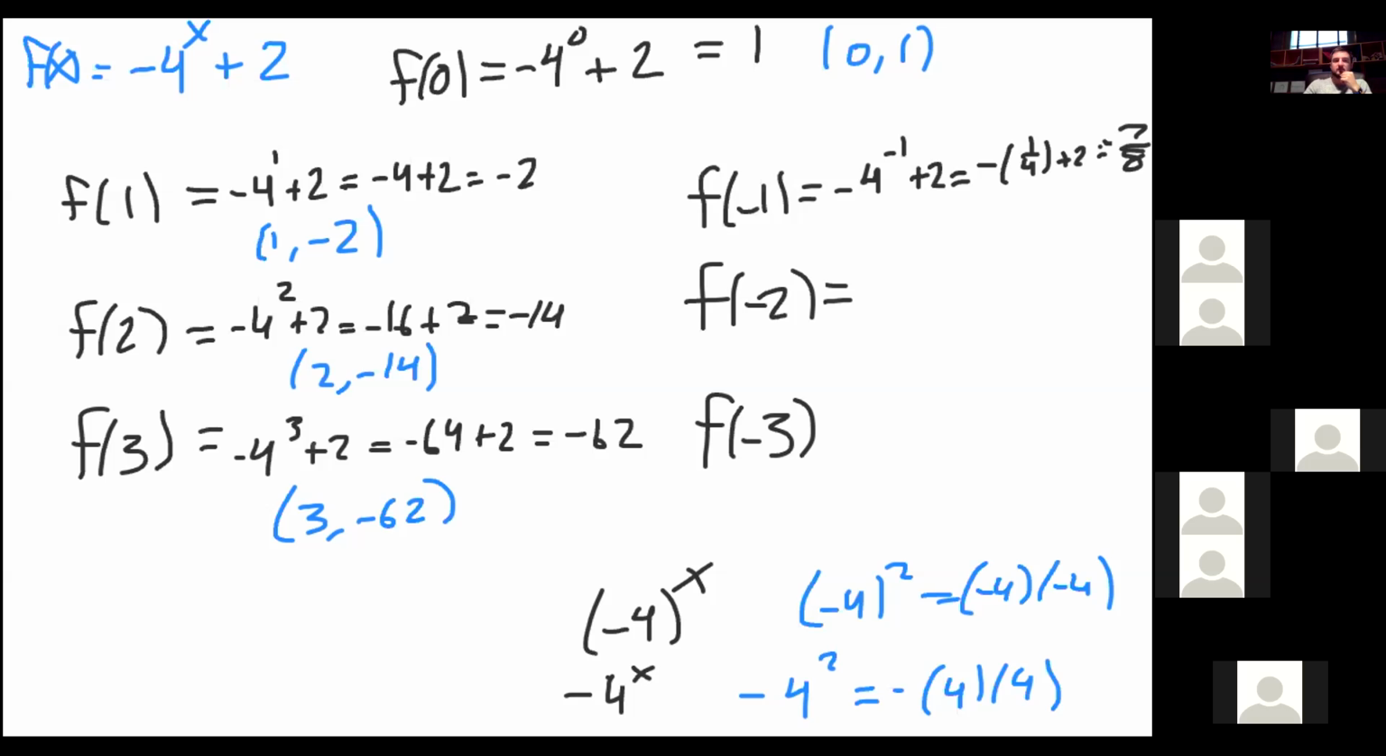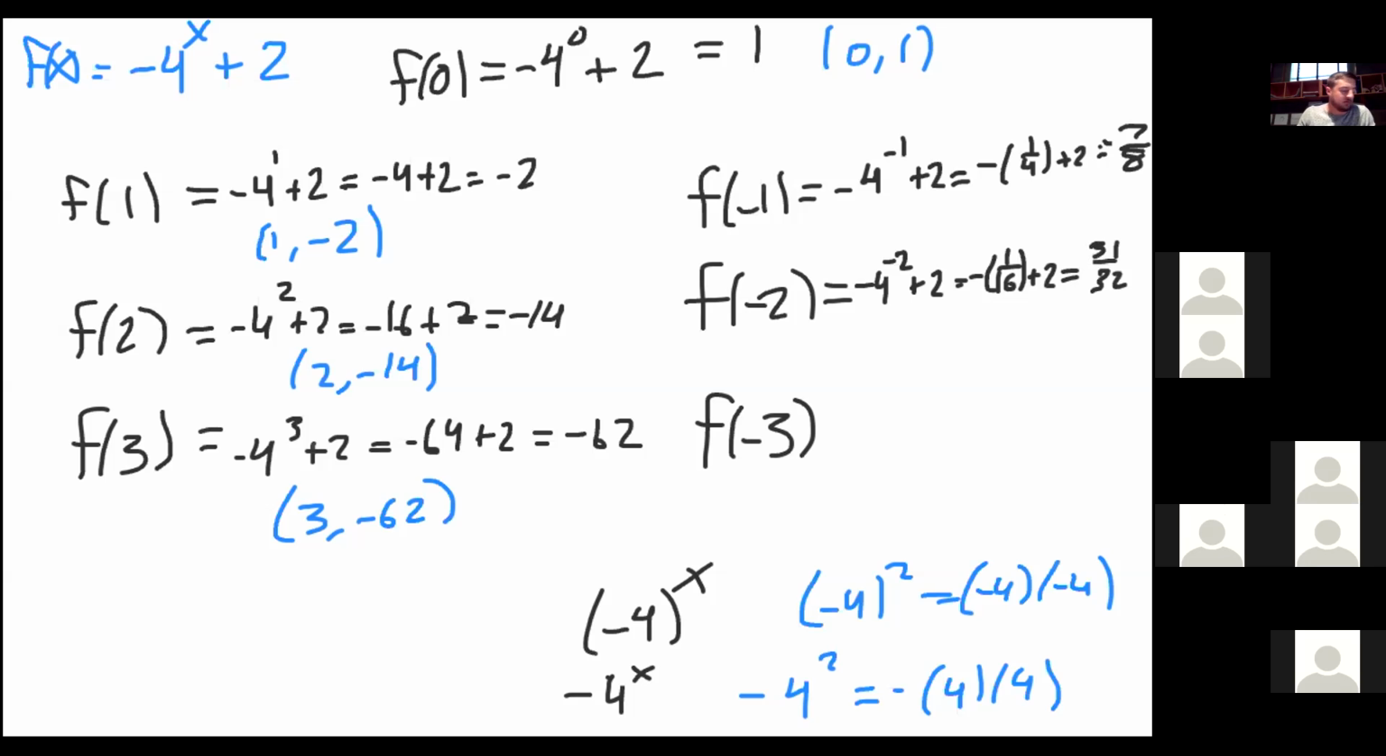And then I would have to continue calculating these, but we'll see a nice similar pattern appear. This would be -1/16 plus 2, which would give me 31/32. Right? Is that right? No, I'm messing something up. My calculations are off. I need more coffee this morning.